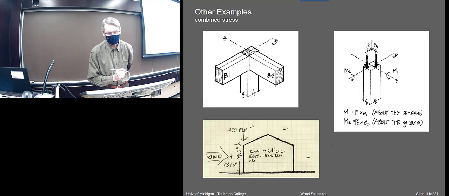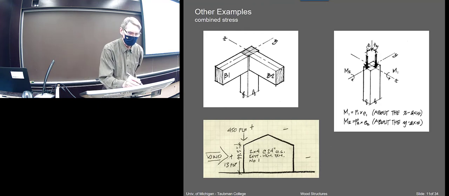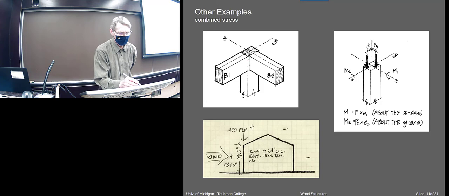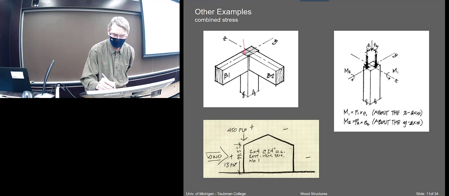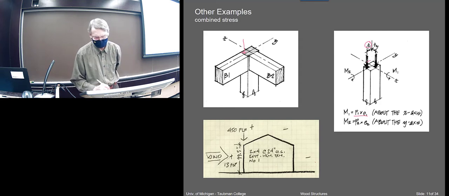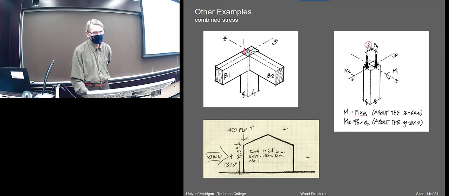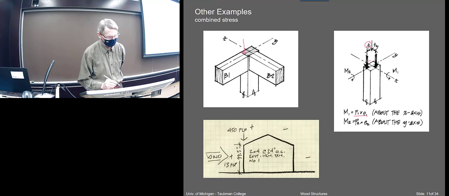More likely, you've got situations like this in wood, where you've got a beam tying into it, and it's not a concentrically loaded column, right? So I'm loading this column over on the edge, and then I've got some eccentricity here, and that causes a bending moment. So that would be compression plus the moment due to that eccentricity.